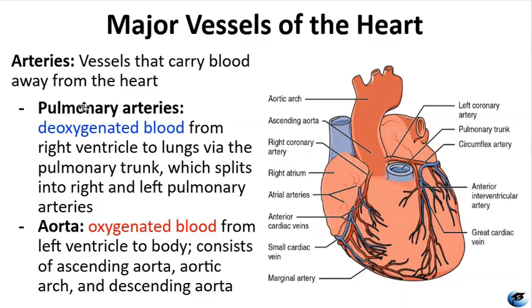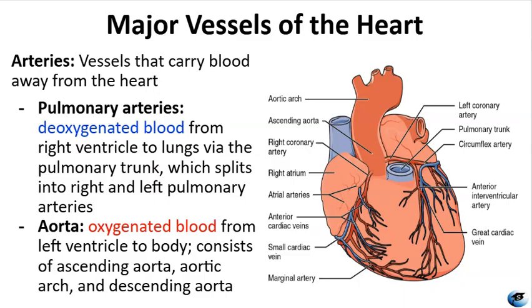But typically, blood leaves the heart through the pulmonary trunk, which quickly splits into the right and left pulmonary arteries, and this is directing blood to each of the lungs. And then on the other side, the aorta is the largest artery in the body, and the aorta carries oxygenated blood from the left ventricle to the rest of the body.